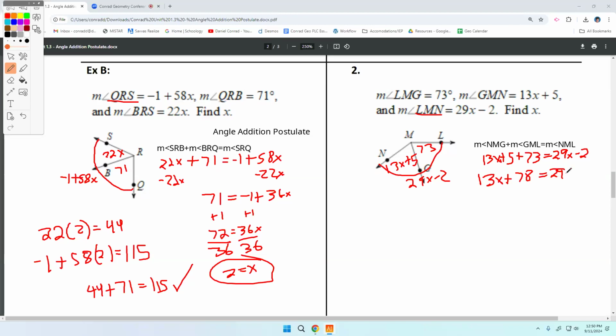Once I combine like terms, I can now start adding or subtracting from both sides. So I'm going to subtract 13x on both sides. That's going to give me 78 equals 16x minus 2. I'm going to add 2 to both sides. That's 80 equals 16x. Divide by 16. And I believe that should give me x equals 5.